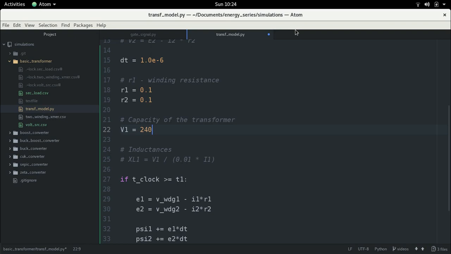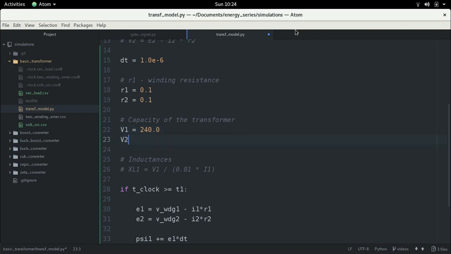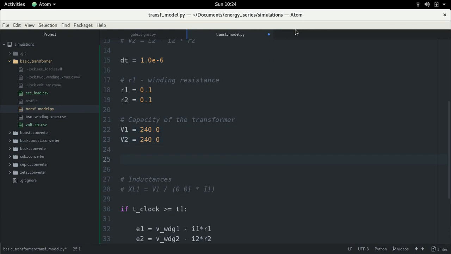So in our case, we are using a simple 1:1 ratio transformer with 240 volts on the primary, 240 volts on the secondary. As we go ahead, we will change this, but for now, this is a good starting point. Then, let us also define the secondary voltage. So, this is the primary and the secondary. The next thing we have to define is the capacity. Now, the capacity of a transformer is usually defined as the VA rating of the transformer.